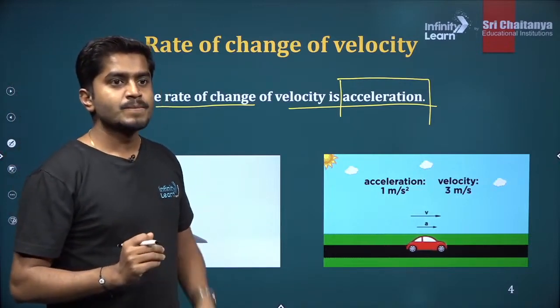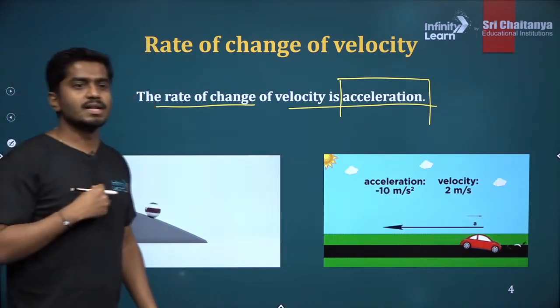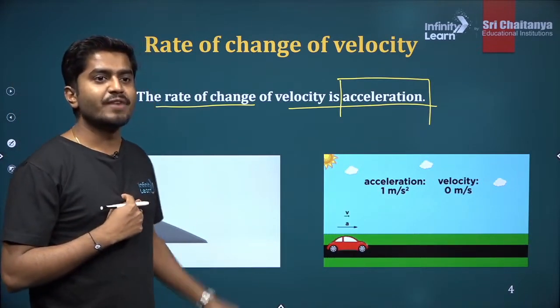RB, we are going to learn all this. You are the best, sir. Okay, thanks Ayushi. Ansh Patel, yes, it is a vector quantity.